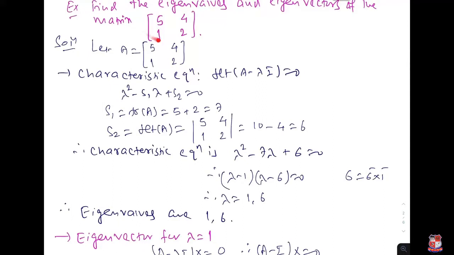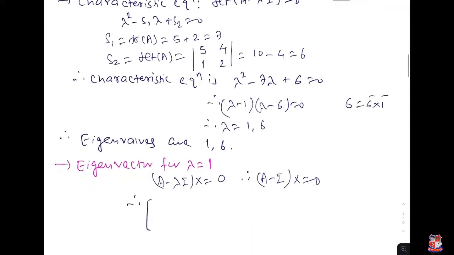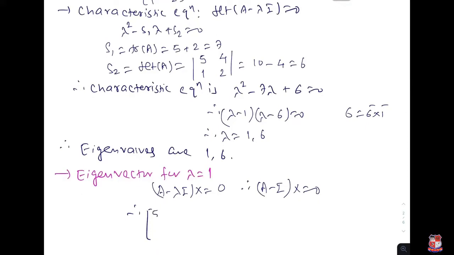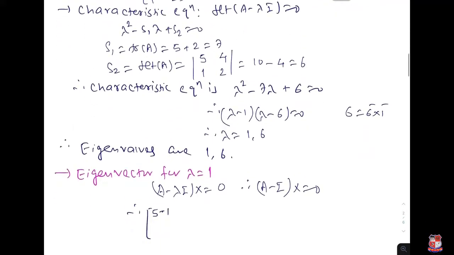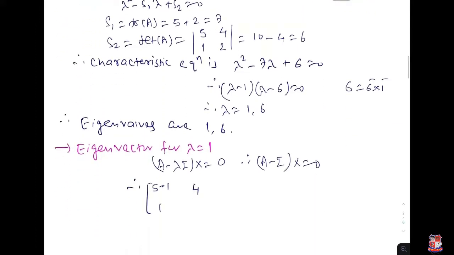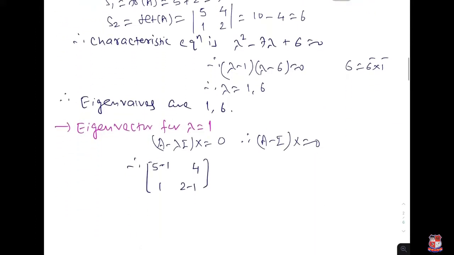Now here we are having A here, and A minus lambda looks like this. A minus lambda I is 5 minus lambda, 4, 1 and 2 minus lambda. So from that A minus I lambda is 5 minus 1, then 4, then 1, 2 minus 1, okay, and x.